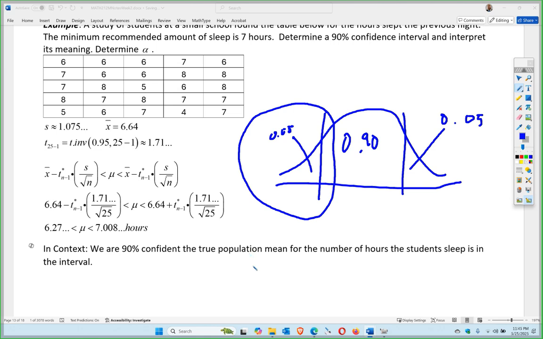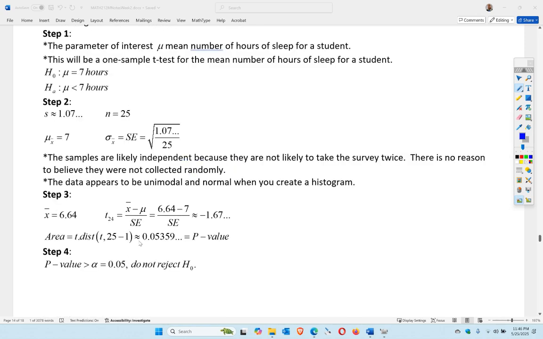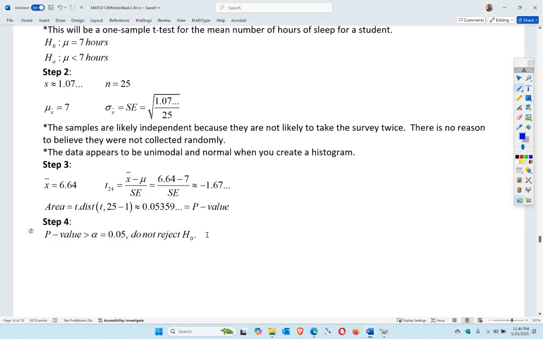So although the alpha for the confidence interval is 10%, the alpha for the hypothesis test is 0.05, because the confidence interval is two tail and the hypothesis test is only one tail, right? They relate to each other, so we change the alpha down there.